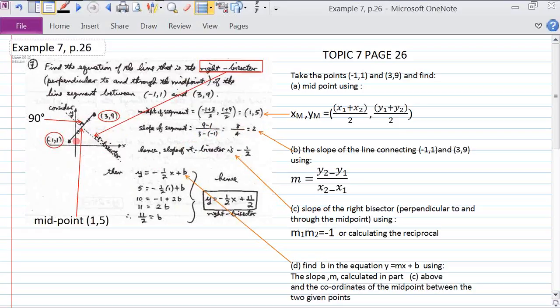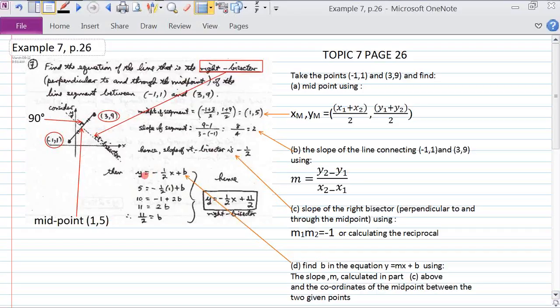Now, 2 is the slope of this line. But we want the slope of the perpendicular line. So we can use m1 times m2 equals -1. Or we can simply take the slope, 2 over 1, turn it upside down, 1 over 2, and change the sign. So we now know the slope of the right bisector, and we know a point that it passes through, (1, 5).